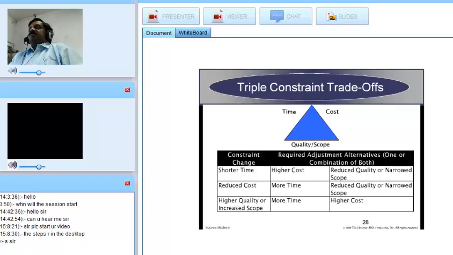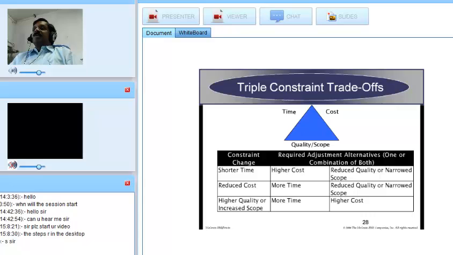Some examples of the constraints. What is the trade-off between your constraint and its implications? Say, for example, the constraint change: if you want to reduce the time of the project, it might involve higher cost, and at the same time it might affect your quality. So the trade-off of shorter time is higher cost and reduced quality.